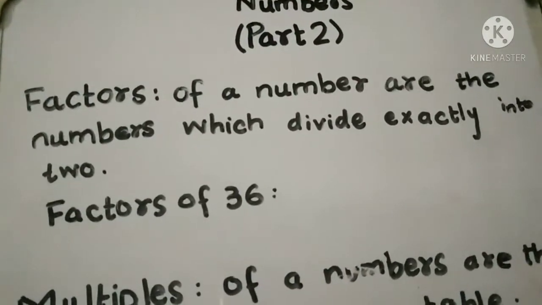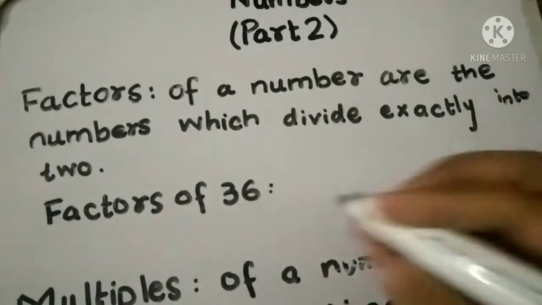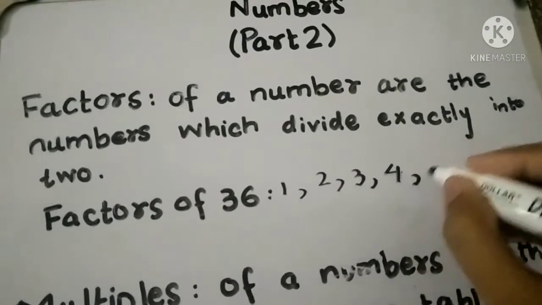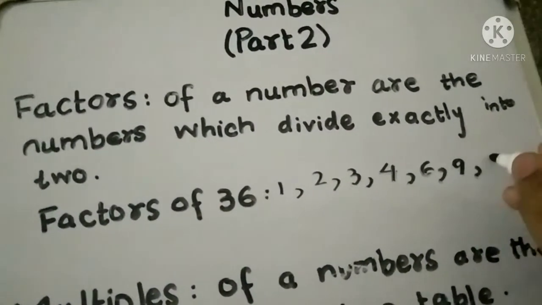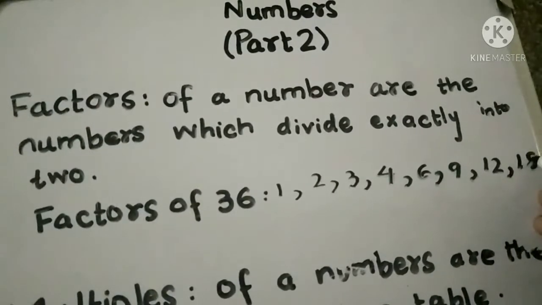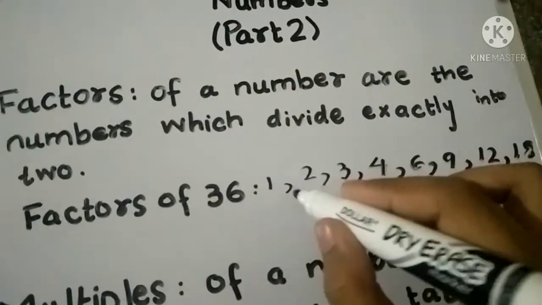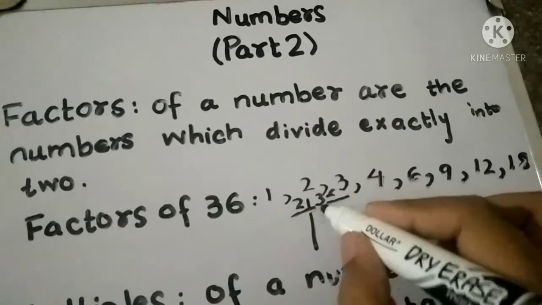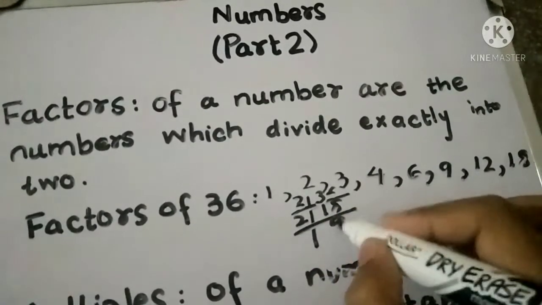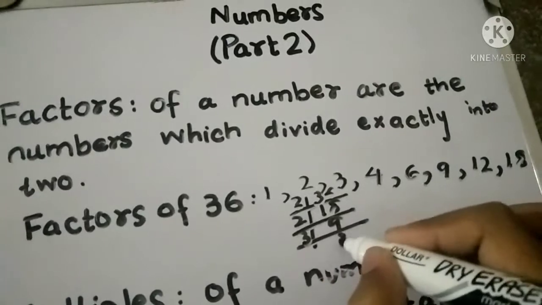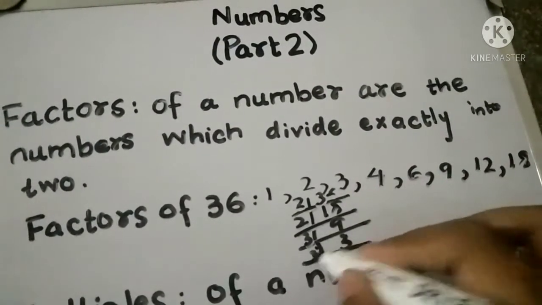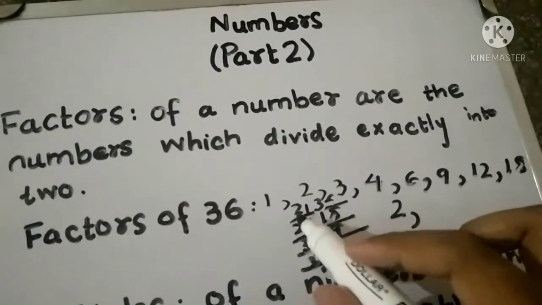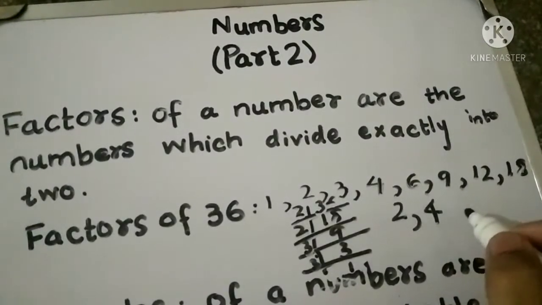Factors of 36 will be the numbers which will divide 36 completely. For example, 1, 2, 3, 4, 6, 9, 12 and 18. Another way of finding factors is by LCM. 2, 2, 9, 3, 3 and 3, 1. 2 will be a factor. 2 to the 4, 4 will be a factor.